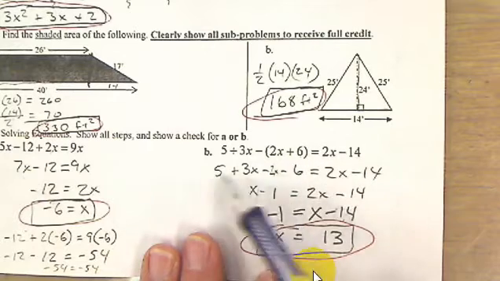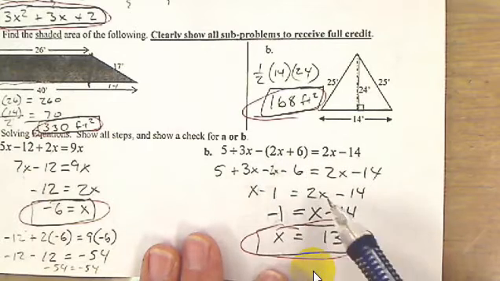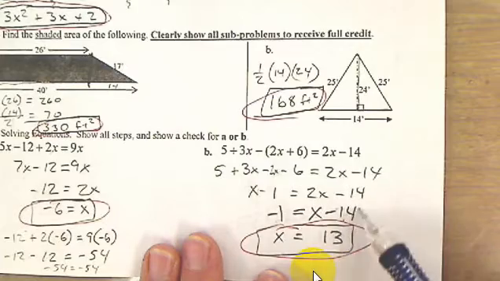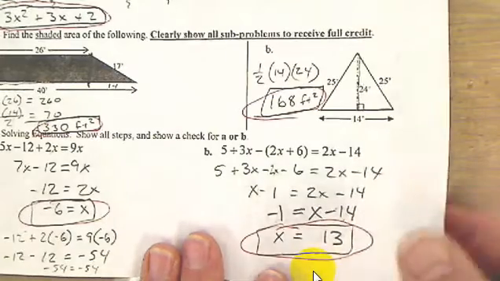Combine like terms. Combine like terms. Get all my x's on one side. Add 14 to both sides.